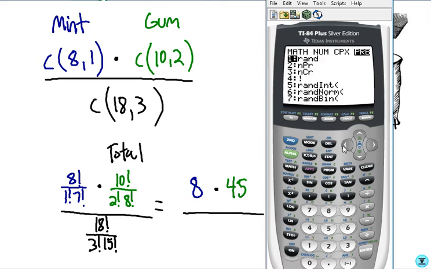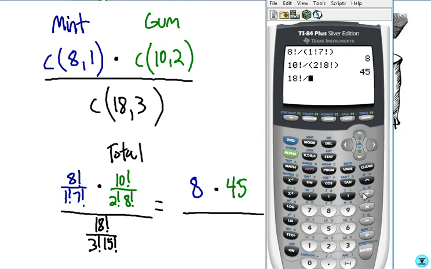And then for my total, so I've got a total of 18 pieces of candy in the bag, but again I don't want all 18. I just want 3 of them. So if there's 3 that I want, that means that there's going to be 15 that I don't want. And I'm going to close that off. And so we get 816.